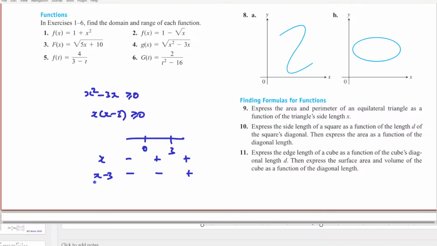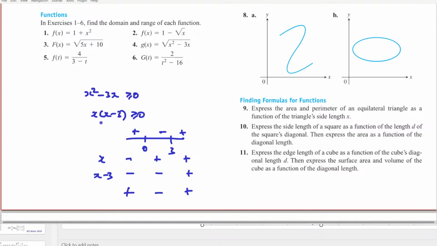x minus 3 is positive when x is greater than 3, yes, sir. Otherwise, it is negative, right? Yes, sir. Now we are talking about the product of these two. So the product of these two, this is also negative, this is also negative. So this is positive here, and this is positive, this is negative. So the product of positive and negative is negative here, and this is positive here. So when x is greater than or equal to 3 it is positive, and x less than 0 also it is positive, here it is negative.